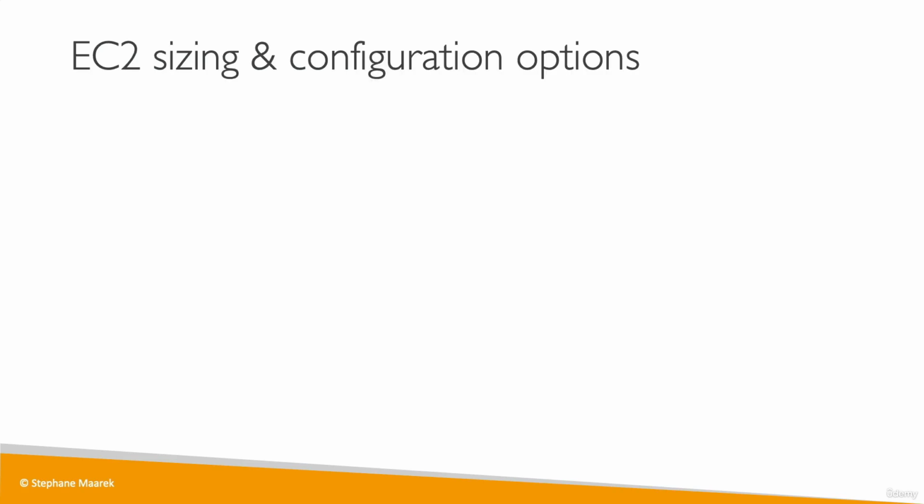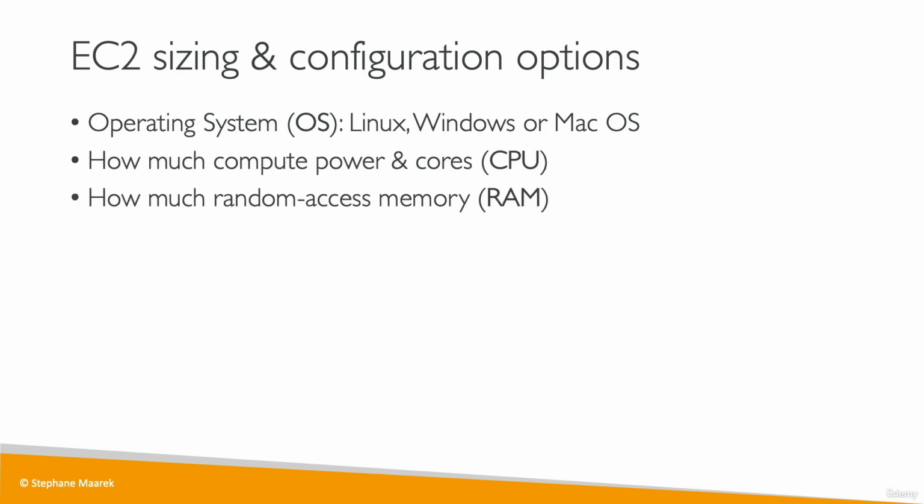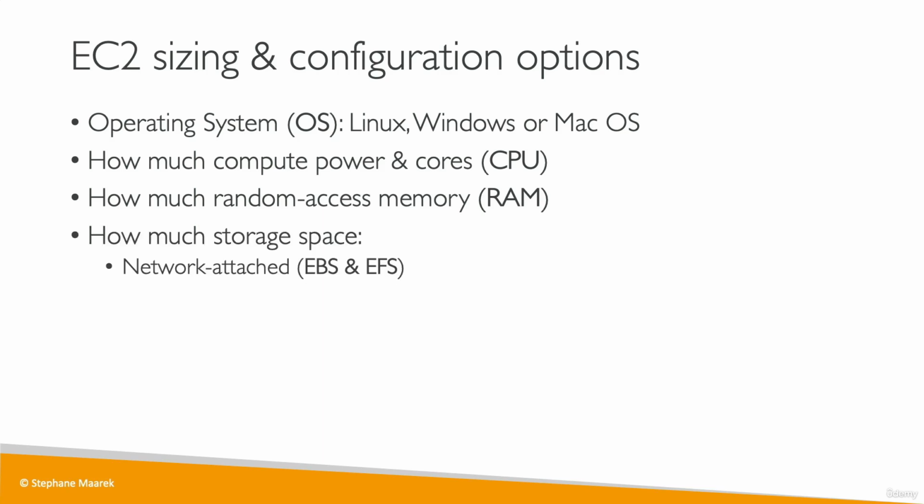So EC2, what can we choose for our instances? So our virtual servers that we rent from AWS. So what operating system can we choose for our EC2 instances? 3 options: Linux, and it's going to be the most popular, Windows, or even Mac OS. How much compute power and cores you want on this virtual machine. So how much CPU. Then you need to choose how much random access memory or RAM you want, and how much storage space.